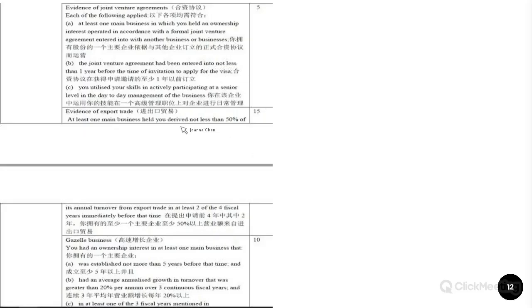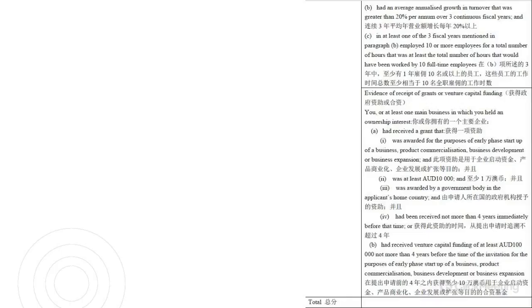Okay, then trade, yeah, I put it on the other side. So if that is a joint venture, that's 5 points. Evidence of export trade, 15 points, and others, right? So this one you can find out online, really easy to use it.